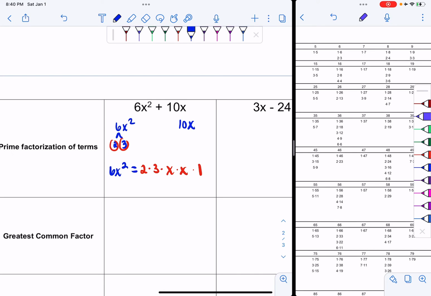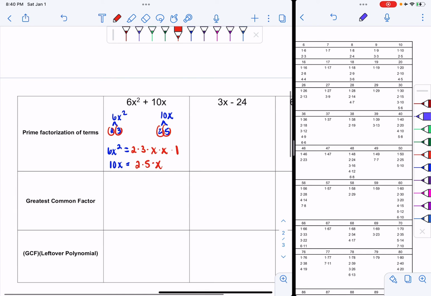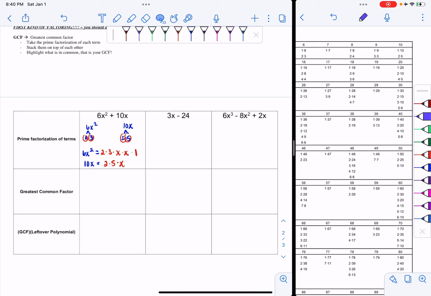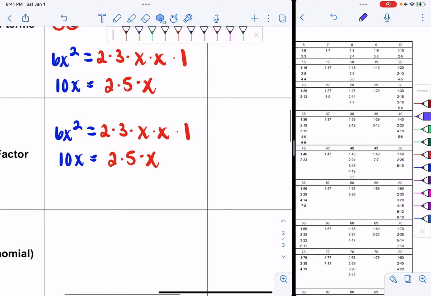Now, to break apart a 10, I can't use 5 and 5, but I can use 2 and 5. And I can't break those apart anymore. So I can say 10x is equal to 2 times 5 times x. Now, those are stacked on top of each other, and what we're going to do is bring them down here and highlight what's in common. If I look, both rows have a 2, and both rows have an x. So I can say my GCF is 2x.